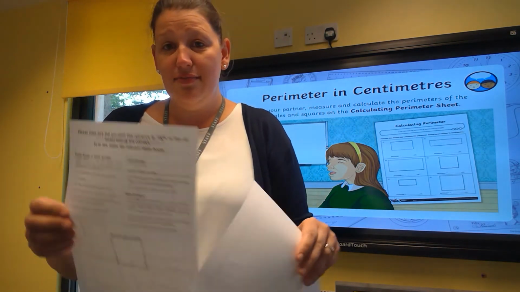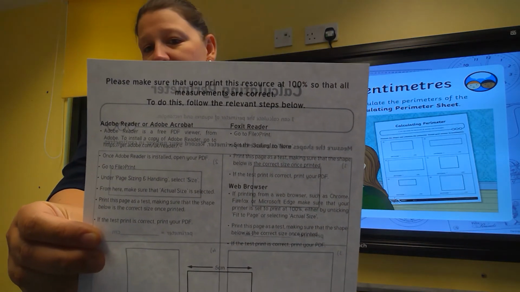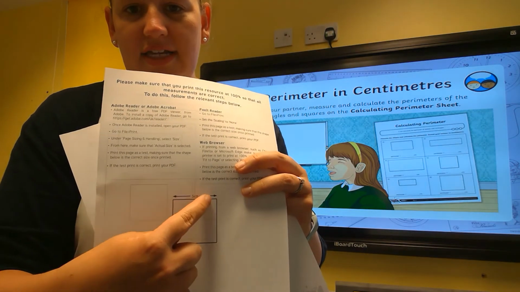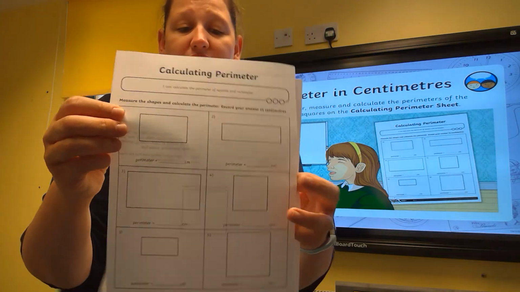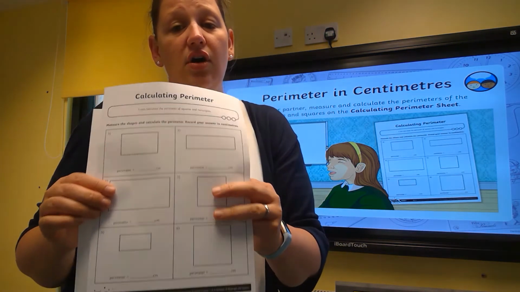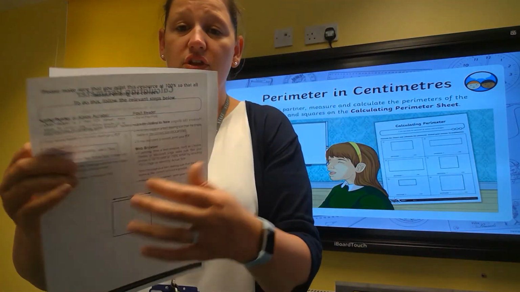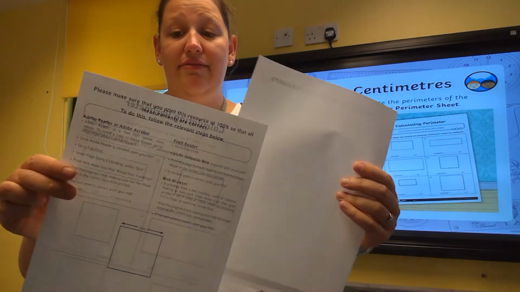Now again, just like the measuring length sheet, it does give you a little explanation of how to make sure that it's to scale, because we do need to make sure that this line is the same as 5 centimetres if I measure it with my ruler. Otherwise, when you measure this and come to work out the answers, your answers won't match the answer sheet. So do make sure that you've looked at how to print it out to get it to scale, otherwise it's not going to marry up.